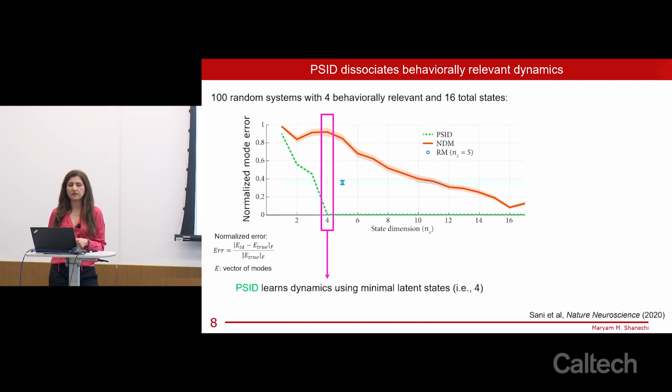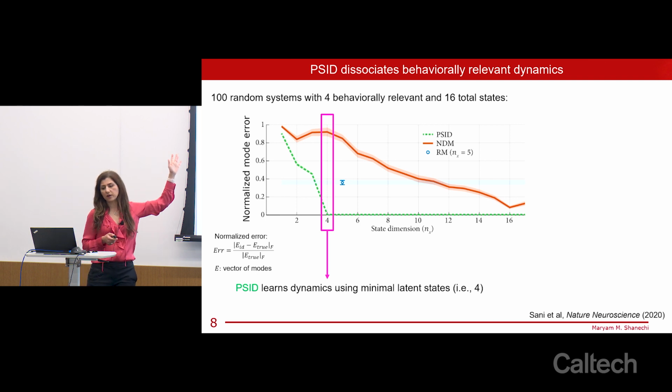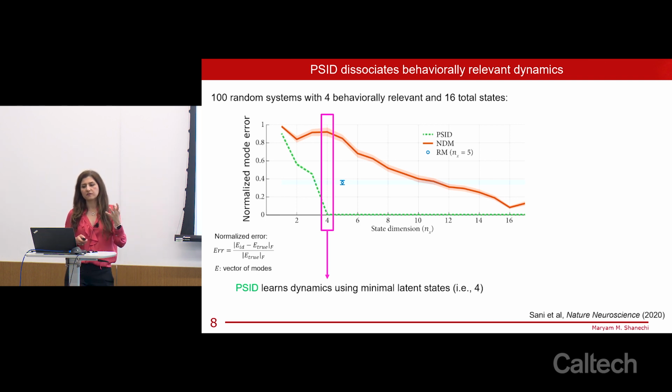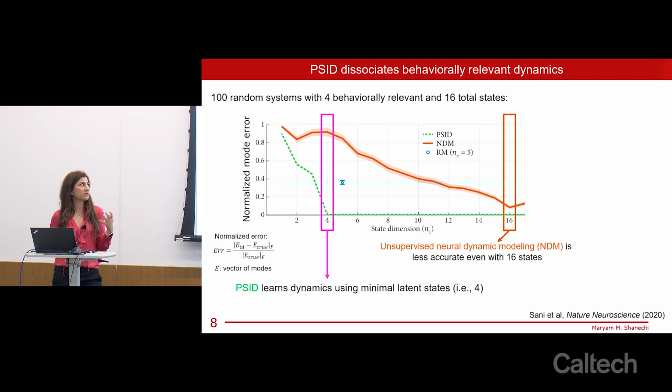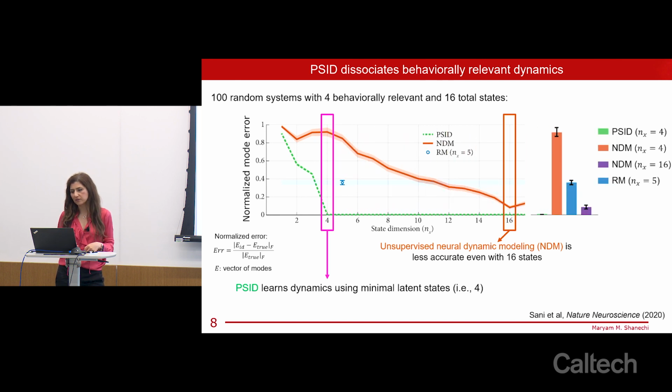So what you can see here is that with just 4 states, PSID can perfectly learn the behaviorally relevant mode, whereas NDM has quite a bit of a high error with 4 states. And even when you increase the state dimension to 16, still this unsupervised NDM has a higher error. So this shows you how PSID needs a much lower dimension to extract the behaviorally relevant states.